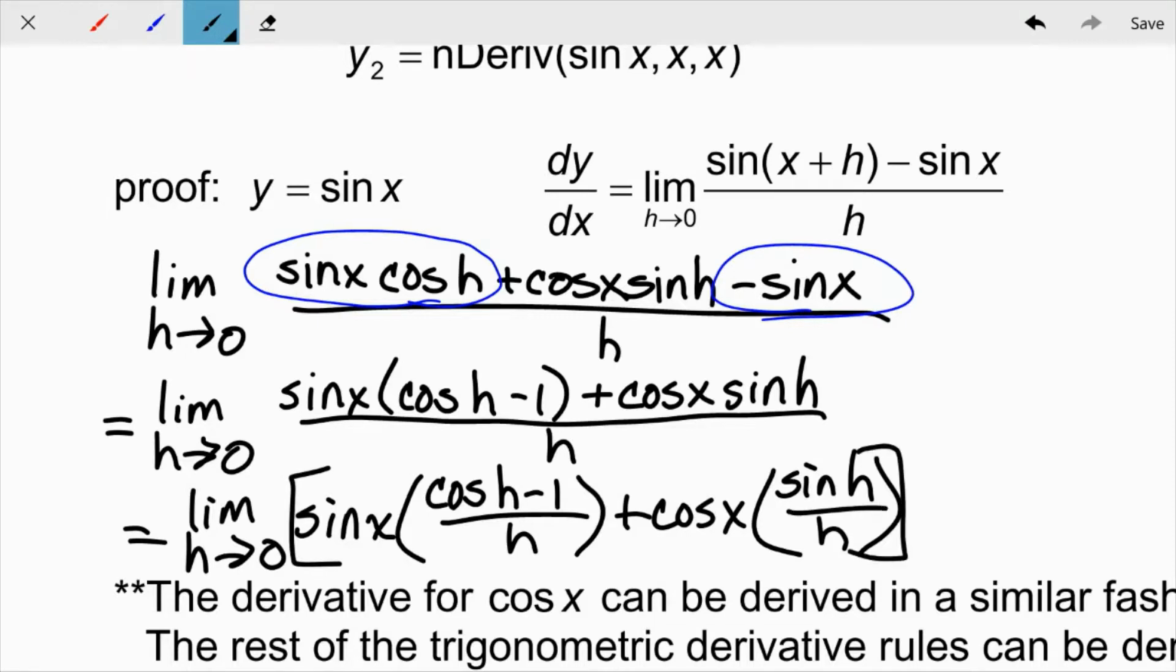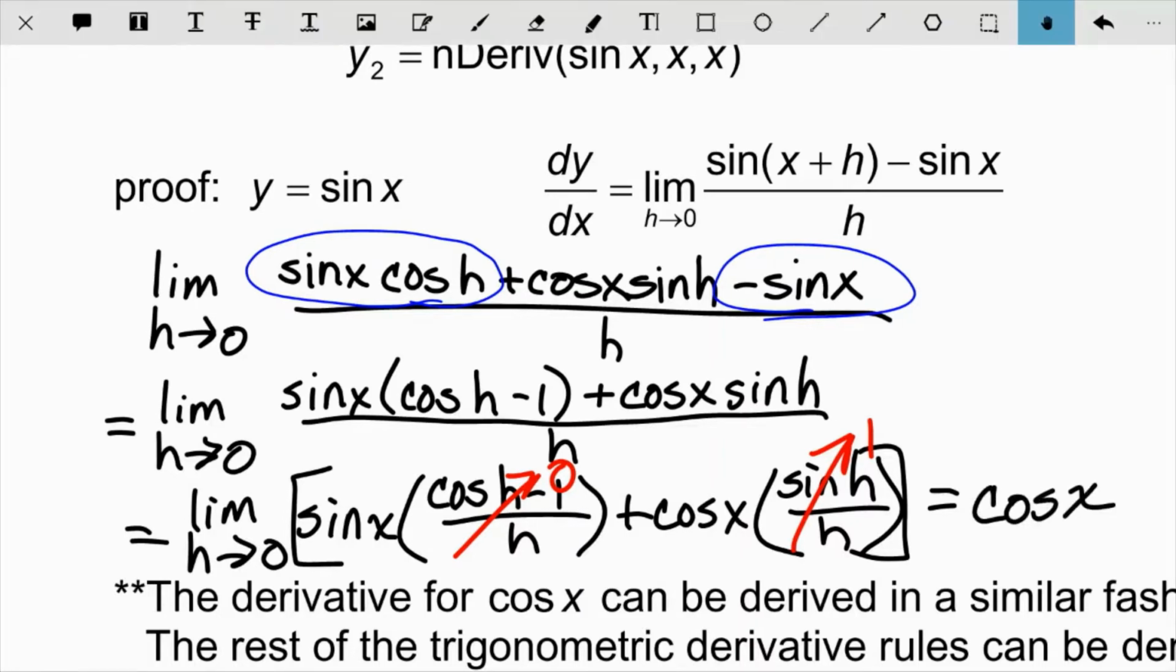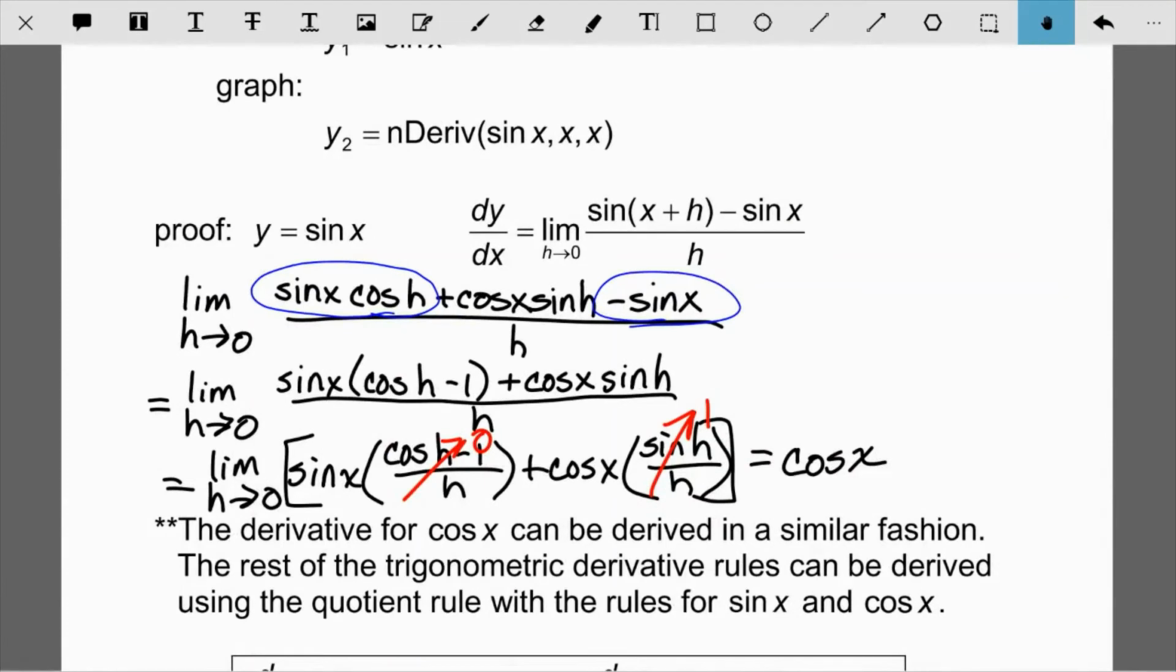And when I apply these limits, remember this limit at the beginning, we said this one was equal to 0. So I have 0 times the sine of x. This one we said was 1. So in the end, what I have is 0 plus cosine x times 1, or the cosine of x. So that is the derivative of the sine function.